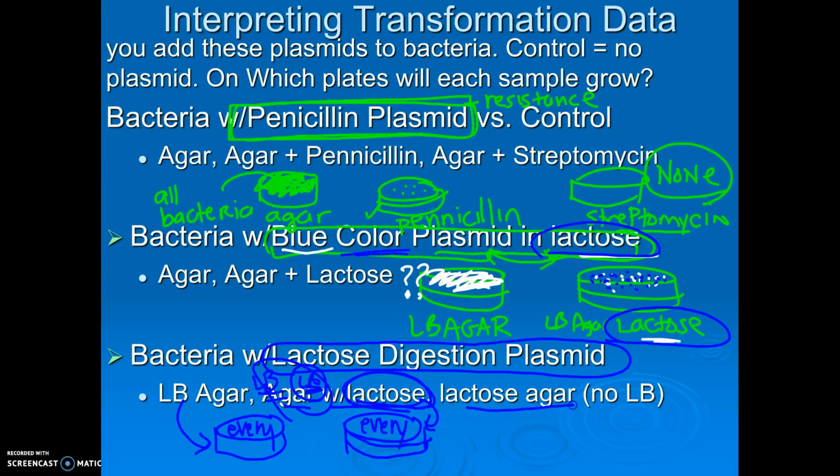The last one is agar that contains lactose as the only food. And that one would screen them. So if there's no luria broth in the agar and the only food available is the lactose, then the only bacteria that would grow in this plate would be the ones that picked up the plasmid. So these are different examples of ways that we could screen our bacteria.